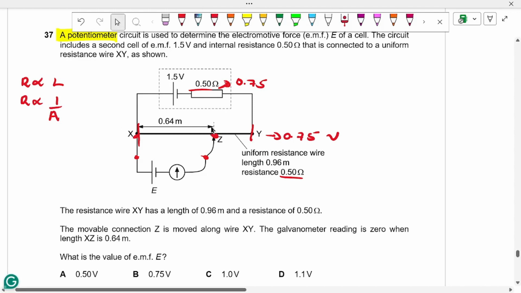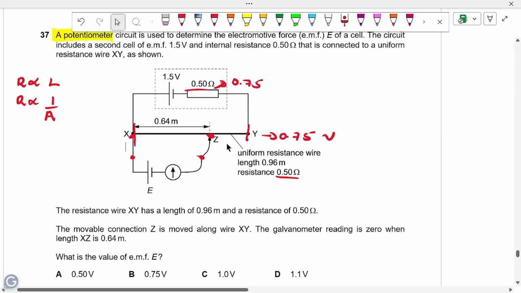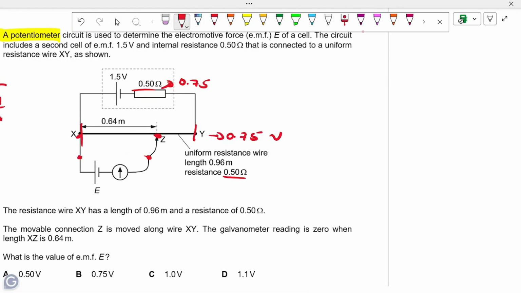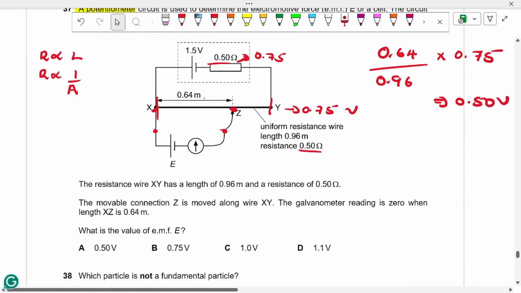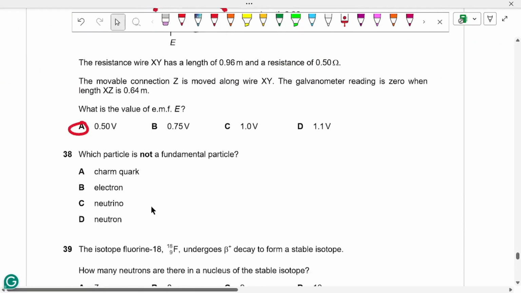current or the EMF across these particular positions is the same because the galvanometer reading is actually 0, right? So you're looking here, you're saying I have 0.64 meters, then the total length here is 0.96, but I have 0.75 to share. How much did 0.64 get? Same as R1 over R1 plus R2. So how much does 0.64 get out of 0.96 if you're sharing 0.75? If you punch that in your calculator, you're going to get 0.50 volts, and 0.50 volts will also be the value of E, so that the galvanometer doesn't read anything.